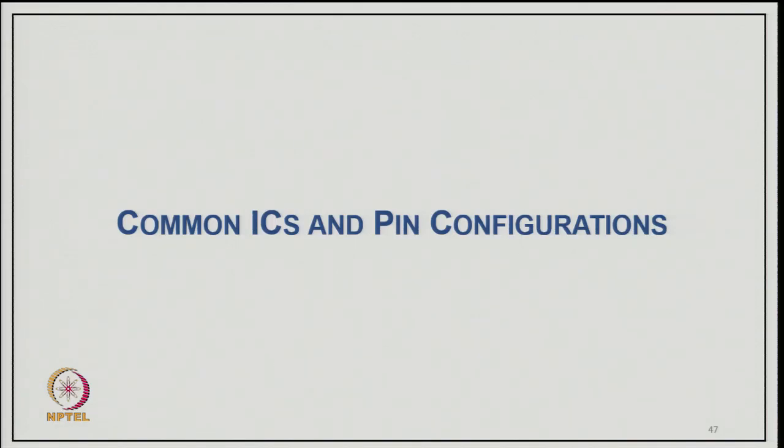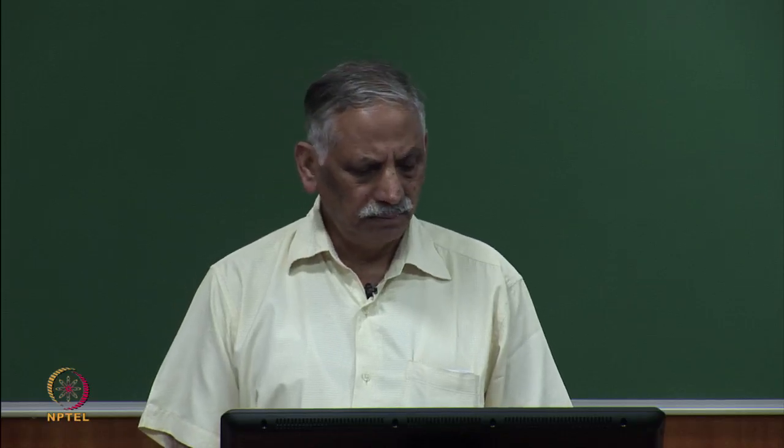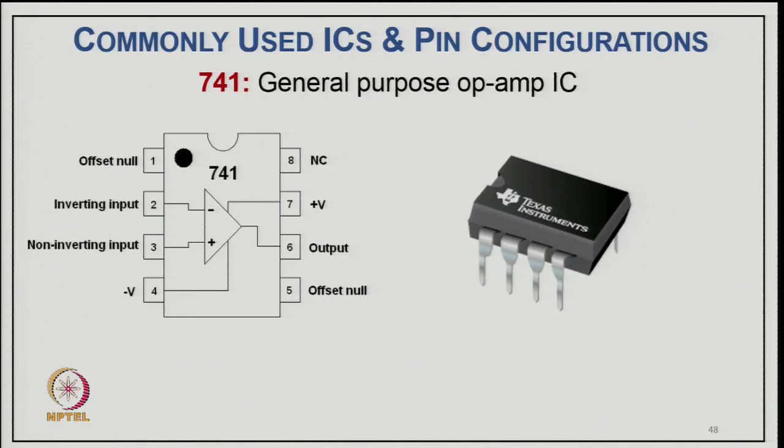Now, coming to common integrated circuits and pin configuration, IC chips available for these operational amplifiers. This is a very commonly used IC, the pin configuration of the 741 general purpose operational amplifier, available from several manufacturers including Texas. It has 8 terminals, and to identify them, the dot corresponds to pin 1. Pin 1 is offset null, then inverting input is 2 and non-inverting input is 3, minus supply is 4, 8 is not connected, 7 is plus supply, 6 is output, and 5 is the offset null.